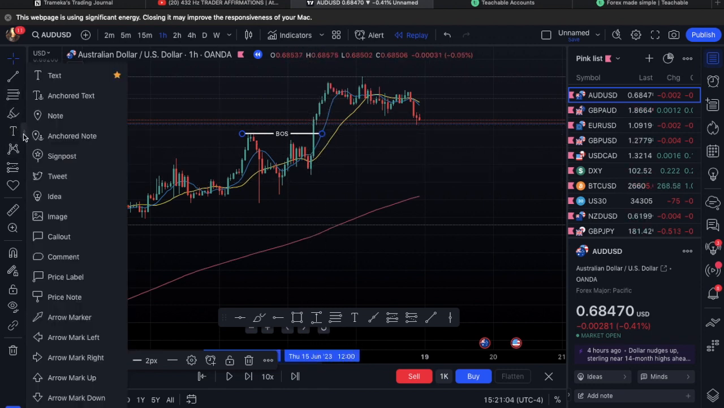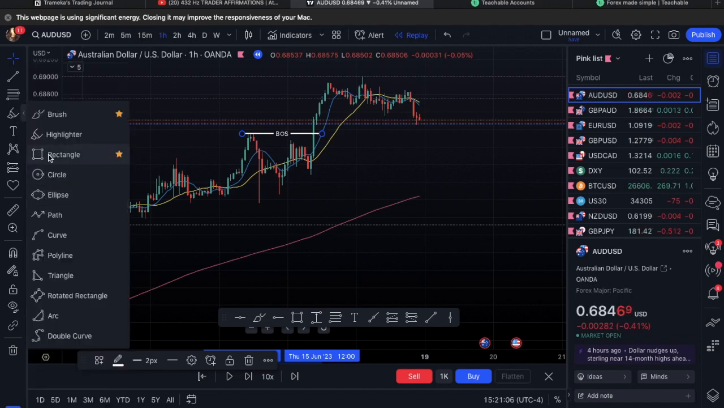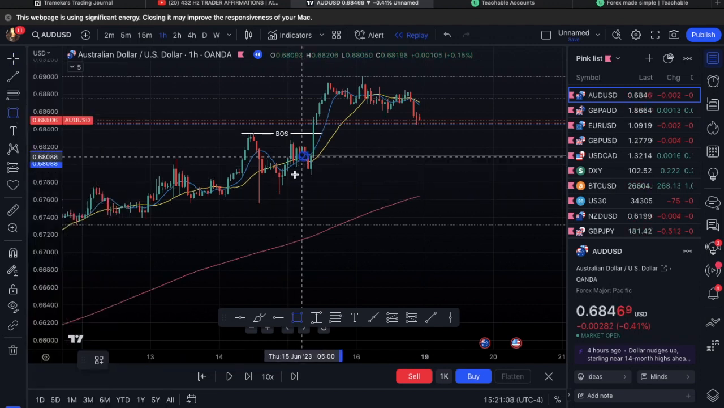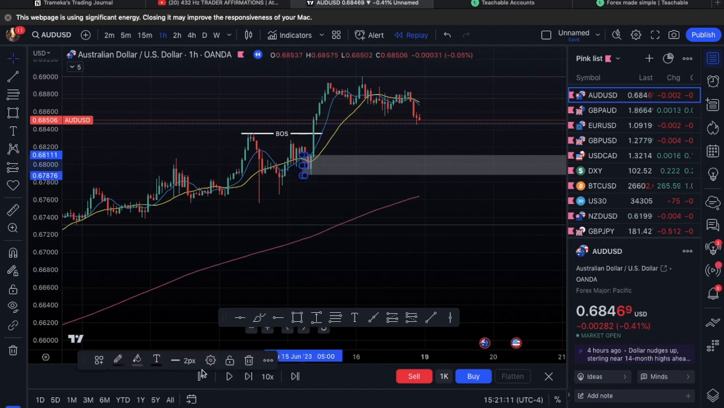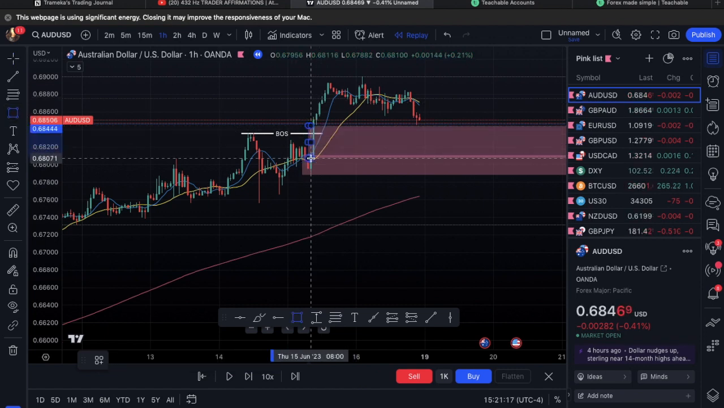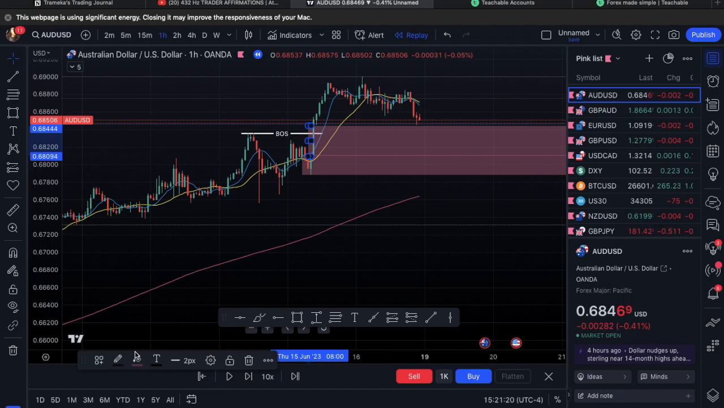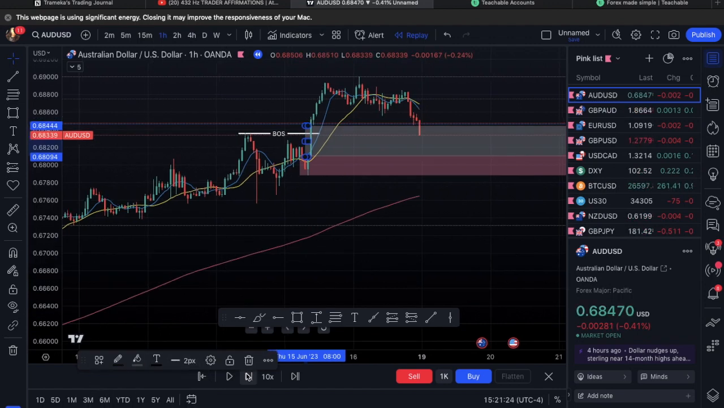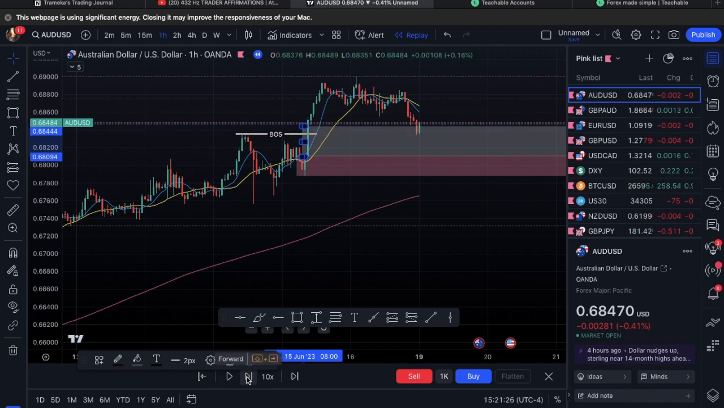So we're going to box in the order block that caused this shift on the 1 hour. And then we also have a gap here. All right. So we're just looking for price to tap into this area. And then we did tap in near the gap area.